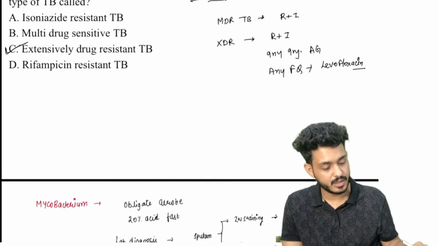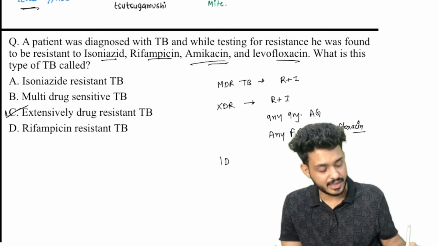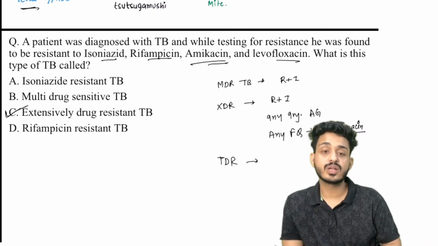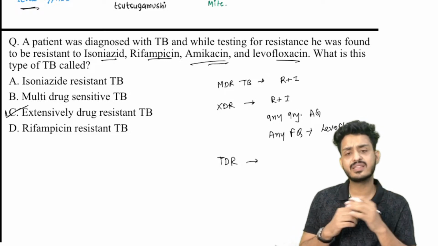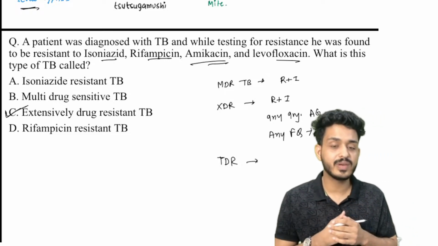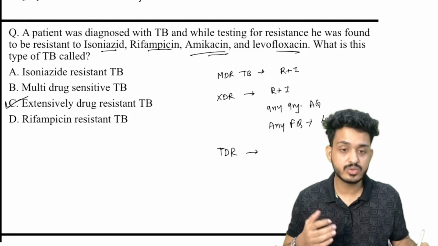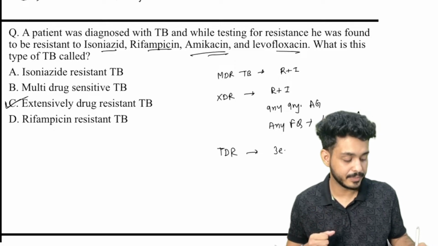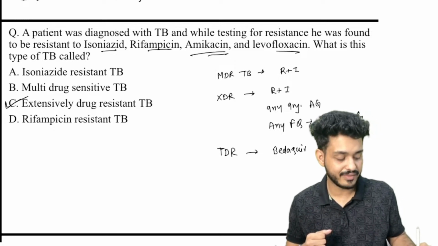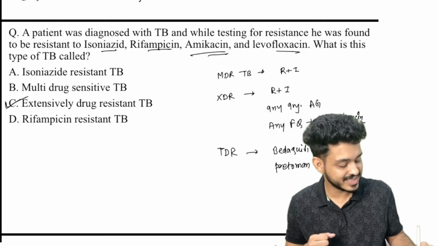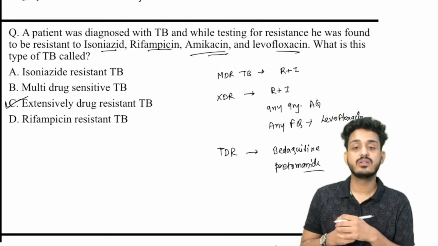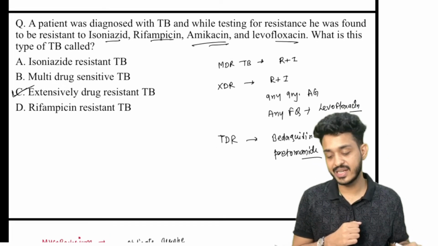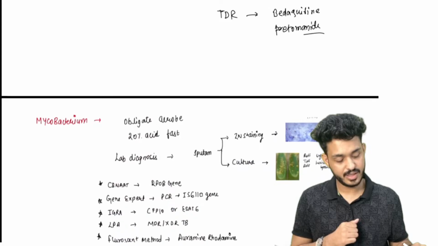What is TDR also? Let me discuss what is TDR. Total drug resistance TB. That means nothing is working. Now, if nothing is working, what will happen? We can use certain drugs. These are your bedaquiline and pretomanid. So these are the drugs we will be using in total drug resistant TB.